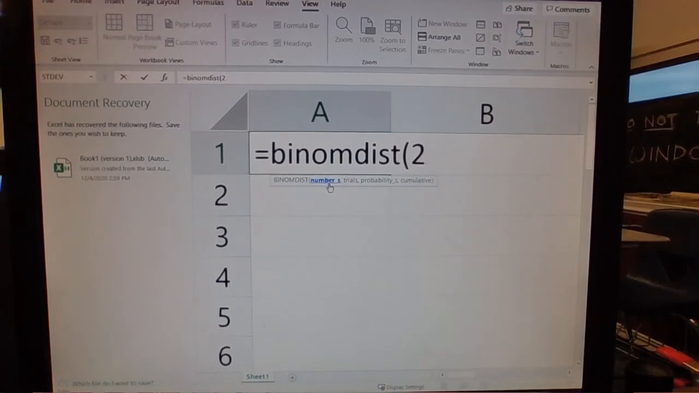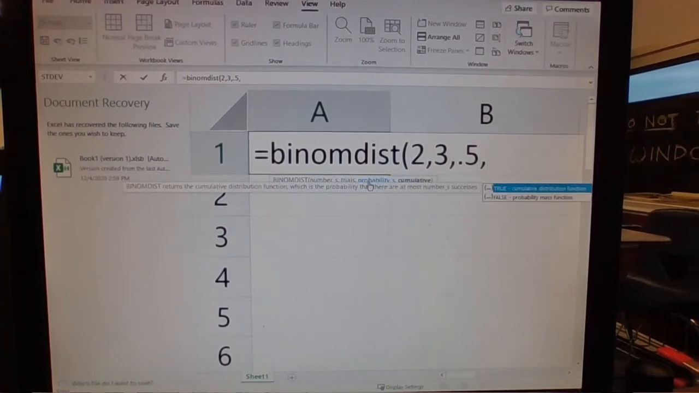The next number says trials. Well, we're doing 3 trials. Then the next number asks, what is the probability of S? What's the probability of a success? That's going to be 0.5.